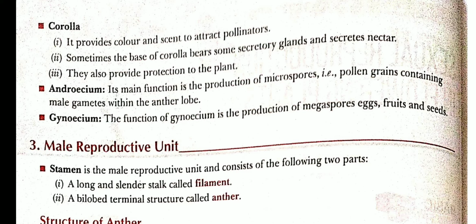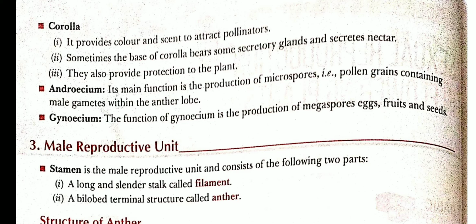After corolla, the next necessary whorl of the flower is androecium, which includes the male reproductive parts, and the function of androecium is the production of male gametes or the production of microspores. Microspores, that is pollen grains, contain male gametes within the anther lobes. The innermost whorl is the gynoecium, which includes the female reproductive parts, and the main function of gynoecium is production of megaspores or eggs, fruits and seeds. So, these are the functions of these whorls.